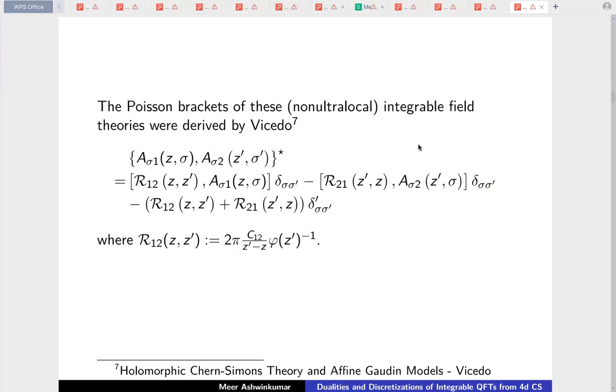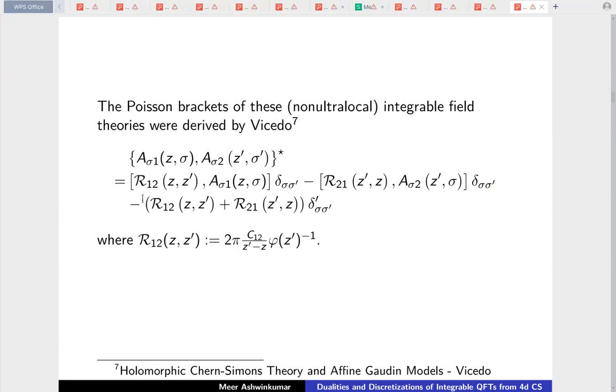And I should mention that these Poisson brackets can also be derived from 4D Chern-Simons theory. And the point is that here you still find this obstruction, this derivative of the Dirac delta function, which obstructs the discretization and quantization of these integrable field theories. So eventually I will show that the theories which have no obstruction can be discretized. And these are the theories that can be realized using ordered surface defects in 4D Chern-Simons theory.